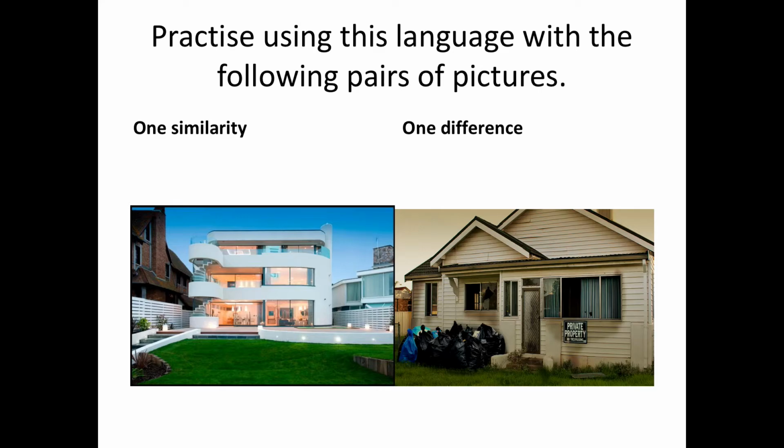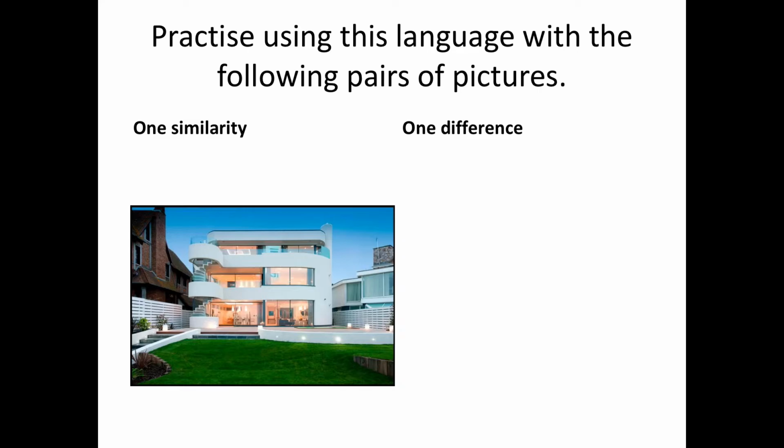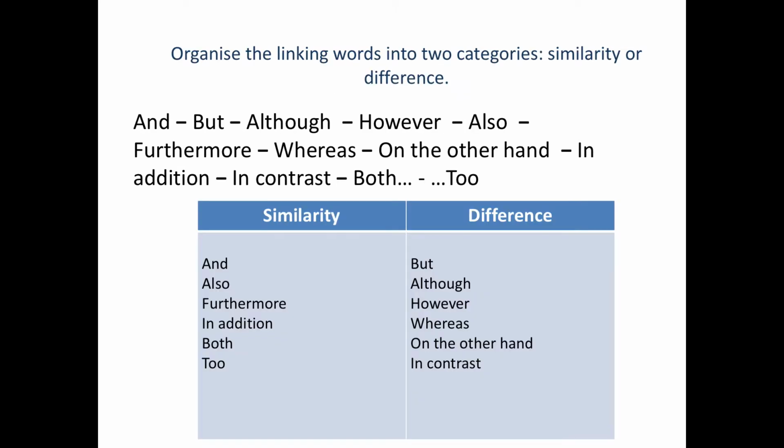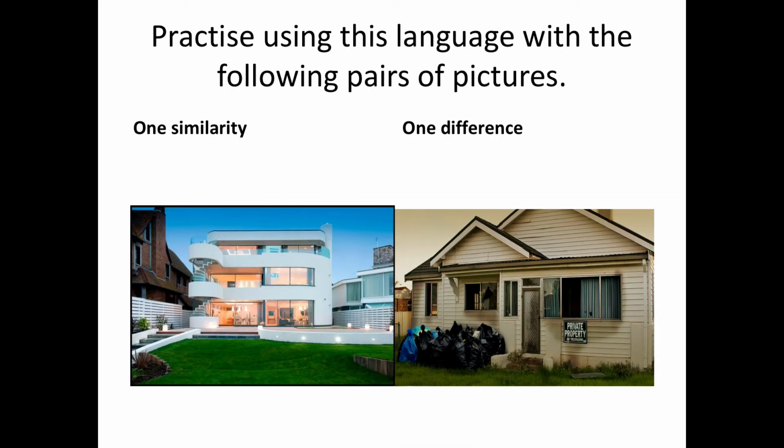Okay, welcome back. So similarity. An example you could have, using these linking words here, is: both houses have windows. Okay, it's a similarity. A difference could be: house A has 3 stories, whereas house B only has 1 story. House A is very clean and tidy, but house B is very dirty, and so on and so on.